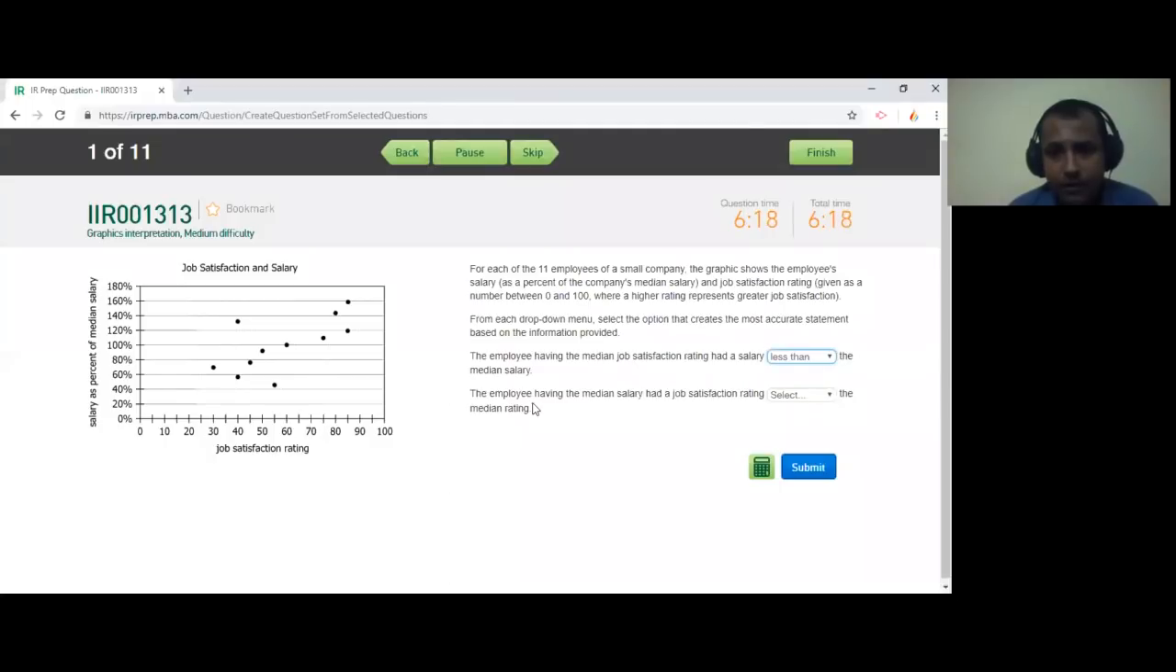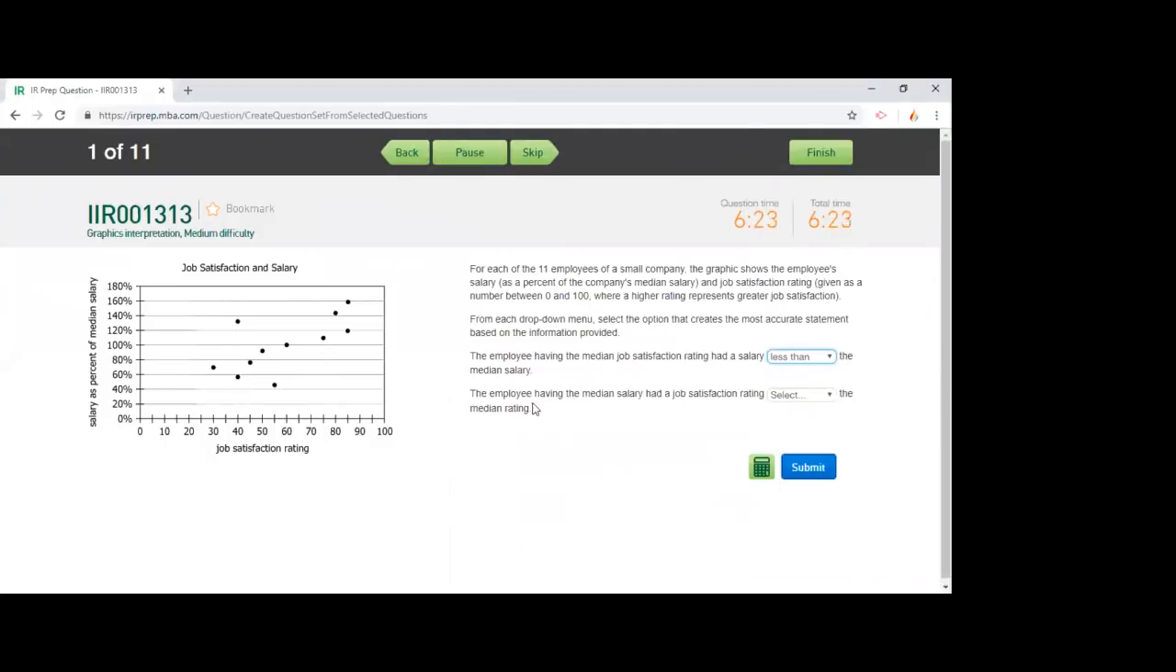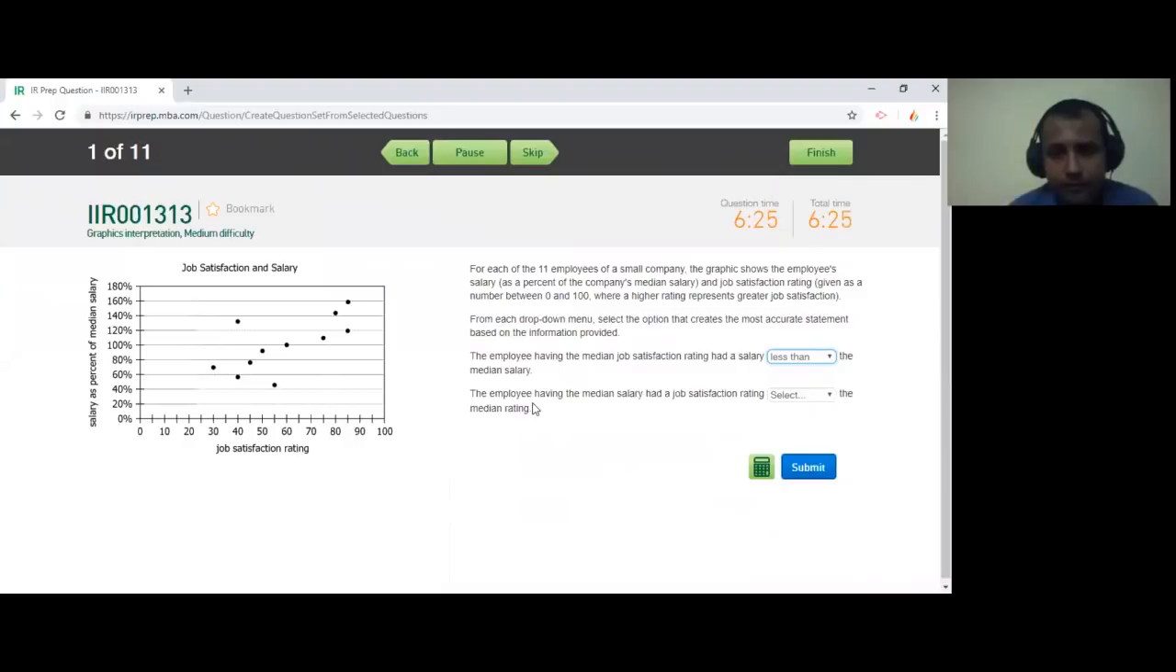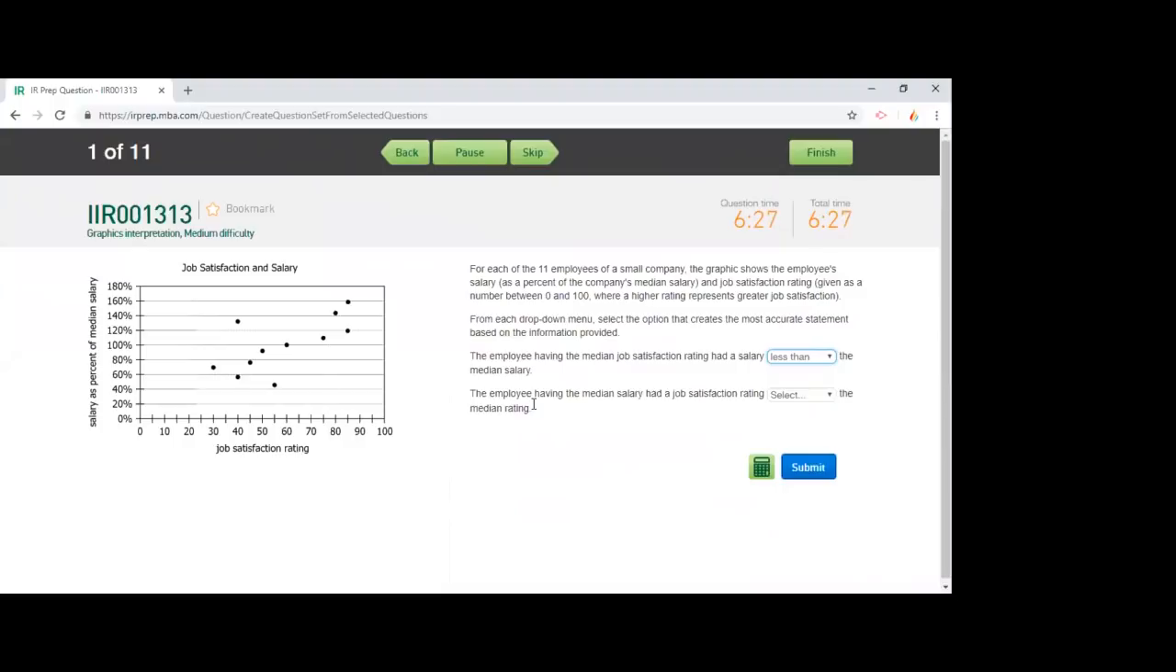The employee having the median salary. How do I go about that? Now here we start looking at the y-axis. So the lowest value is the one that we just saw around 42. Then the second one is closer to 60. The third one is around 70.